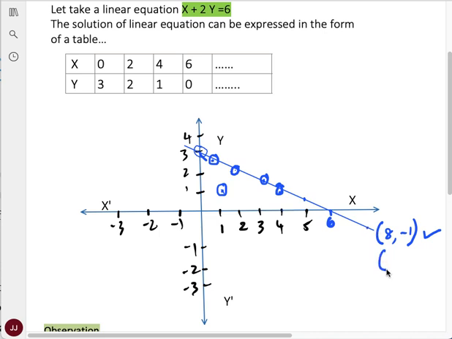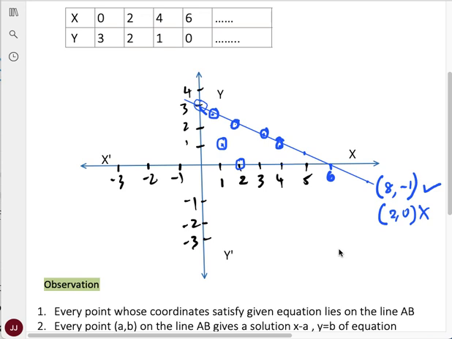If you take another point something like 2 comma 0, it will be here, and if you try to solve that, it won't satisfy the equation and it is outside the line. So this is what it is.